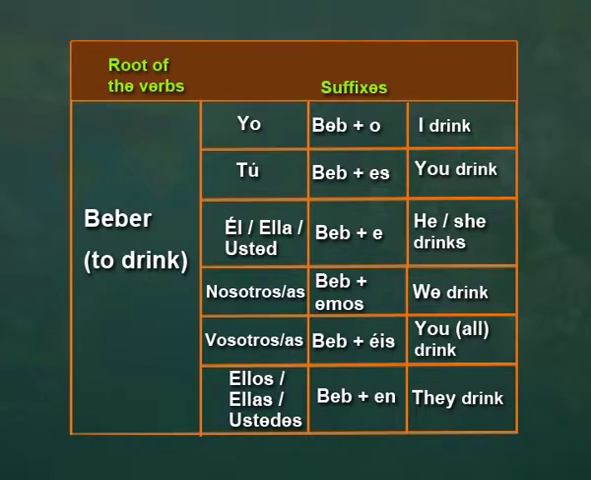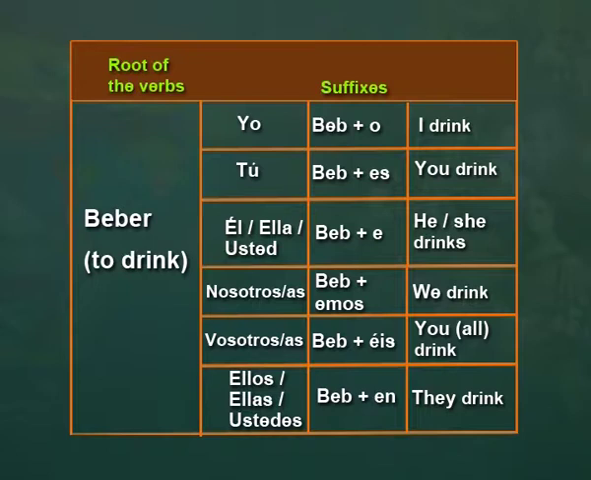Now, we shall look at some important ER ending verbs and their conjugation. Beber, to drink, has the stem or root beb, B-E-B. We will go on adding the suffix to it and looking at the conjugation. As I explained to you, the suffix for yo is o. So, yo bebo, I drink. Tú, we add the suffix es. Tú bebes, you drink. Él, ella, usted bebe, he drinks, she drinks or you formal drink.